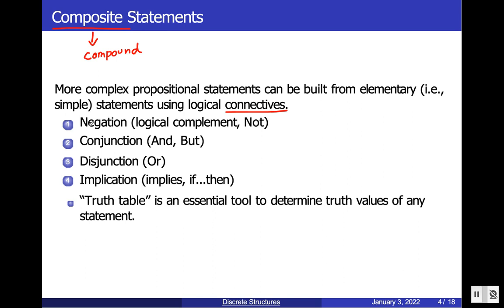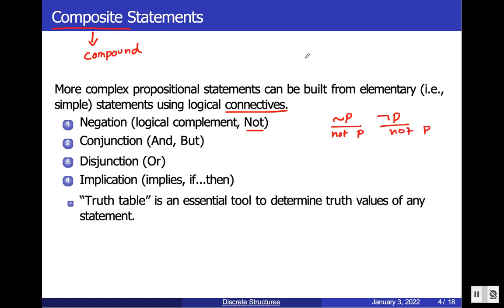For example, the first one is negation. It's also known as logical complement or not. Say P is a statement. The negation, or not P, can be written using the tilde symbol or using this symbol, and it will be read as not P.